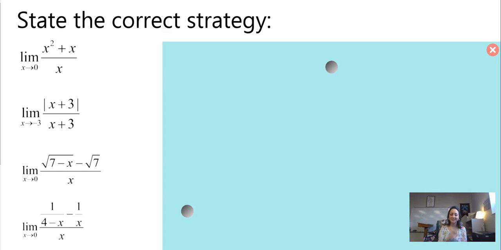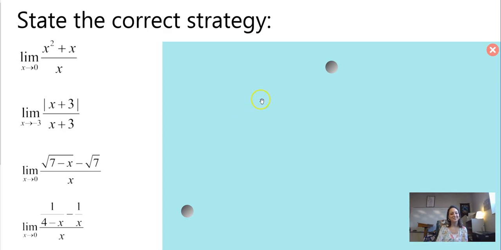Force a pause on the screen. You don't need to write anything down unless you want, but we've got several cases where we get 0 over 0 for all 4 of these, and I want you to kind of think, just in your head, what would be the strategy for each of these 4. Hit continue when you think you've got them all.